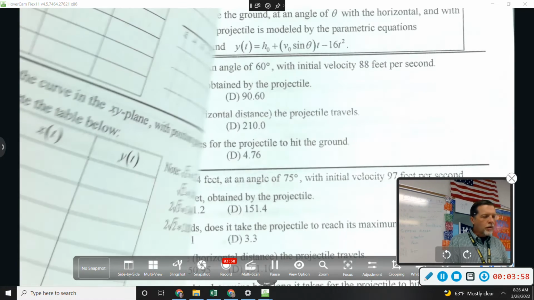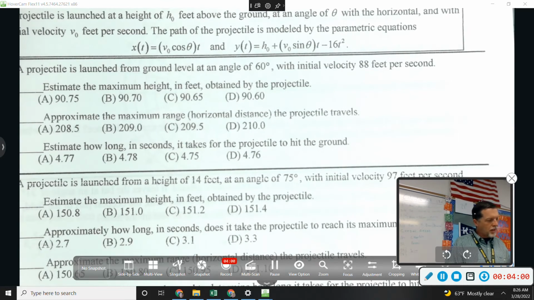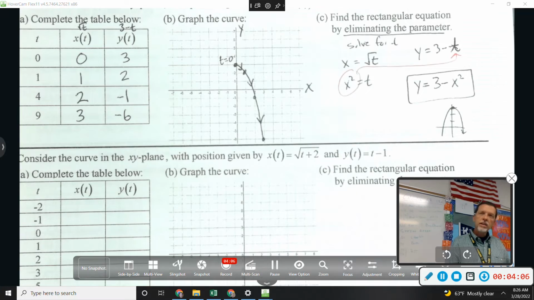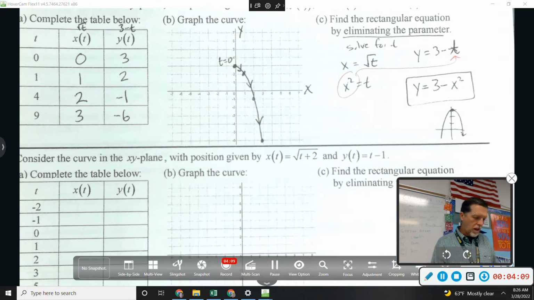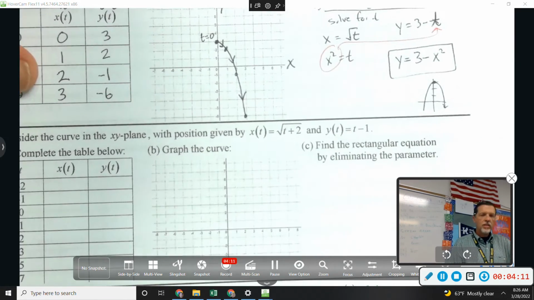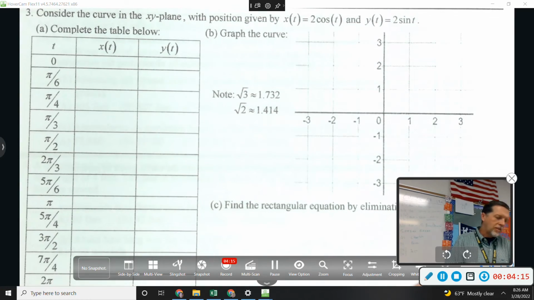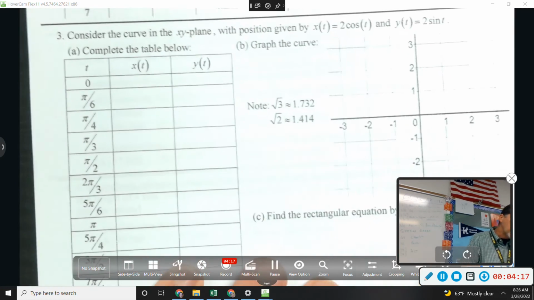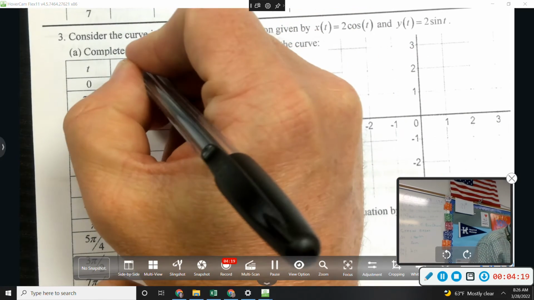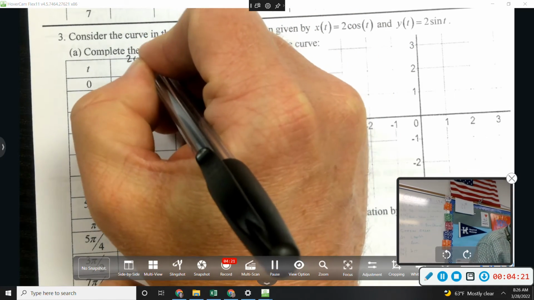All right, all of the questions are kind of the same. Table of values, do the graph, and then eliminate t. Number 3. Yeah, that's the one with the sines and cosines. That one's got a trick to it. Plus all the unit circle stuff. Okay, I'm going to go quick on the unit circle, assuming that if you don't know it, you can go back and figure it out.